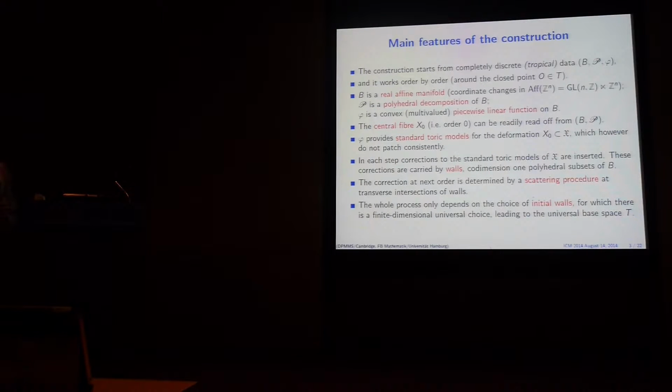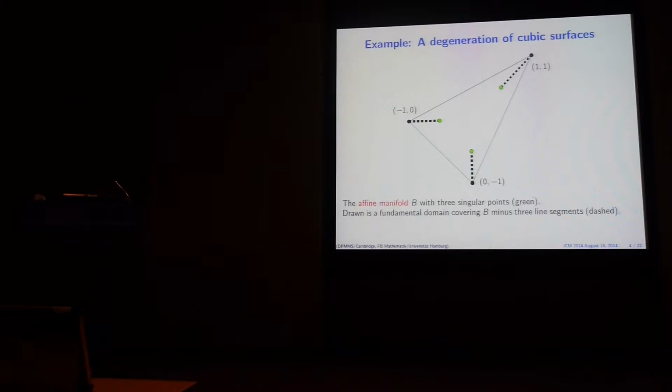So the walls carry some additional data that I will indicate in a minute. And the choice of these initial walls is captured by this universal base space T. Okay, that's the moduli space of initial walls. And then the algorithm tells you how to proceed from there.